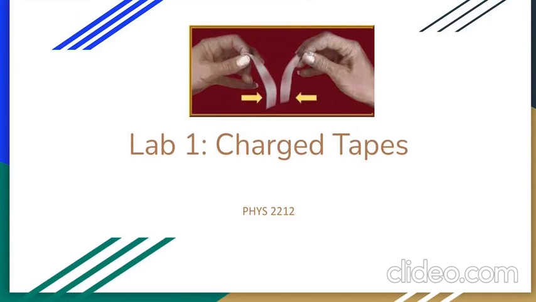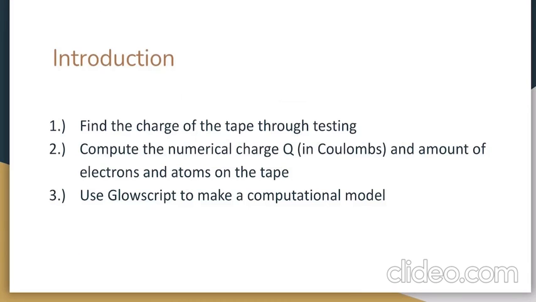Lab 1, charge tapes. In this experiment, we will find the charge of the tape through different amounts of testing. We will also compute the numerical charge Q in coulombs and the amount of electrons and atoms on the tape. We will also be using GlowScript to make a computational model. In this experiment, we will mainly use Newton's second law and Coulomb's law.